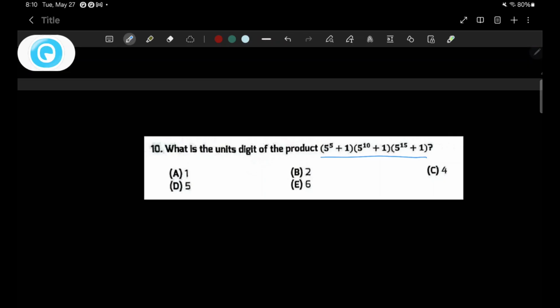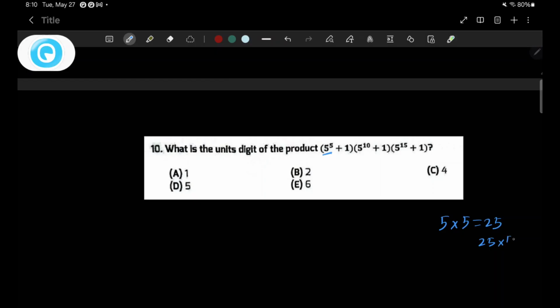Now this looks like a little tricky question. How can I open up and multiply all of these? This would be a huge task. 5 to the power of 5, even though I can calculate it, would again take a lot of time, right? So what I can see here is, if it is a multiple of 5, I know this one thing. 5 times 5 is 25.